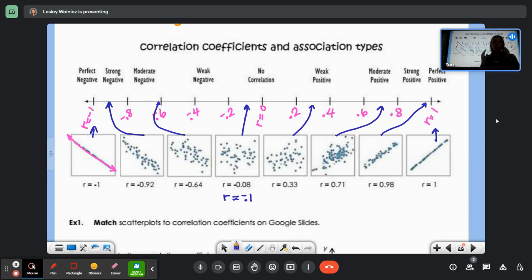So when we're talking about R values, R values go from -1 to +1, and in between. We cannot have an R value that's 3. 1 is the biggest, -1 is the lowest. We don't go to -5. It's not possible.